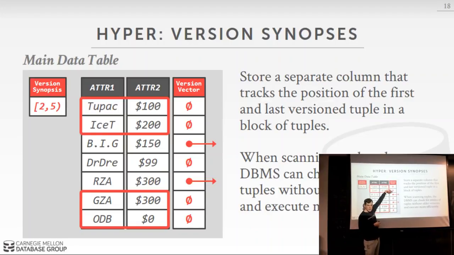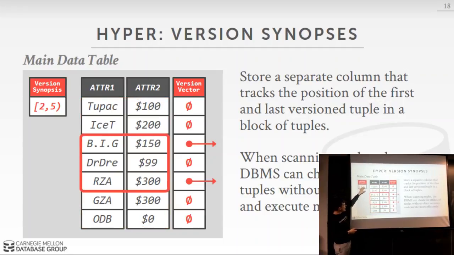to check this version vector at all. I don't have to do any branching. I don't have to go down the version chain and figure out anything else. I can just rip through this data and process it very efficiently. And then when I get within the range defined by my version synopsis, then I know I have to have the code-gen scan actually do a bunch of extra checks. This is another example of an optimization that they do in Hyper in order to speed up analytical queries, but still support multi-versioning and transactions.